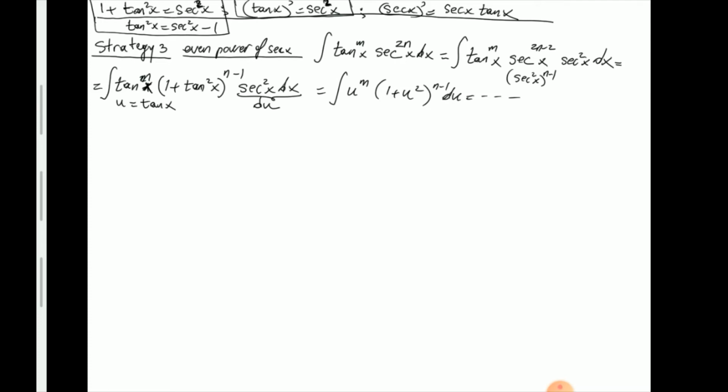Let's see which example. We're going to do the integral of tangent of x secant fourth x dx. Okay, so save a secant squared. So you're left with another secant squared. Use the identity. Secant squared is 1 plus tangent squared.